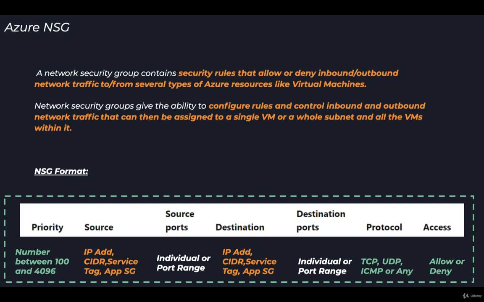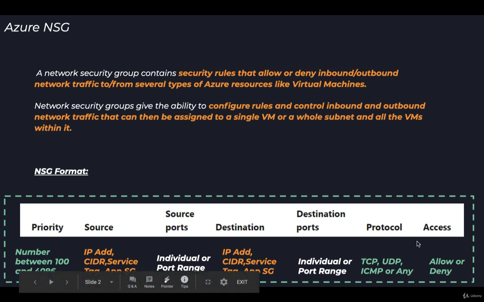And then in the protocol you have the option whether you want to allow TCP, UDP, ICMP or any other protocol. And then the final is, what is the final decision, whether you want to allow the traffic for which you have mentioned in the rule, or you want to deny the traffic. Accordingly the rule will process the data. So that is the format of the NSG rule.